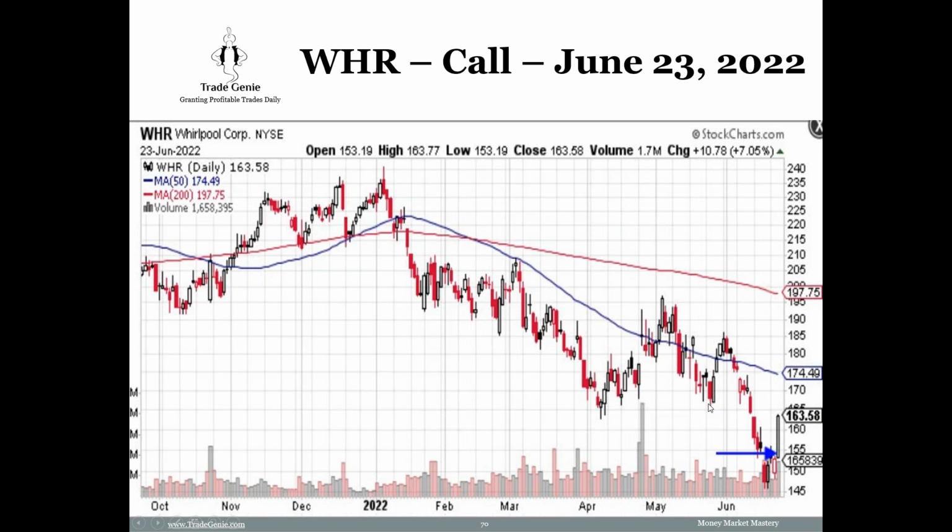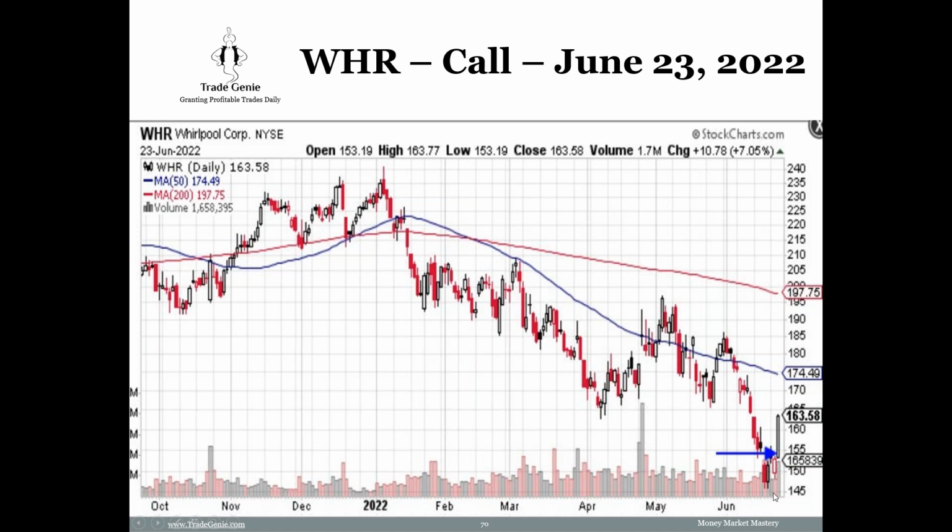WHR, another retail stock. Maybe WHR is related to home builders. Maybe the appliances are getting bought. Maybe there is an increase in home sales or the economy is improving, or whatever is going on. But WHR is telling us clearly it wants to go higher after making the bottom here.